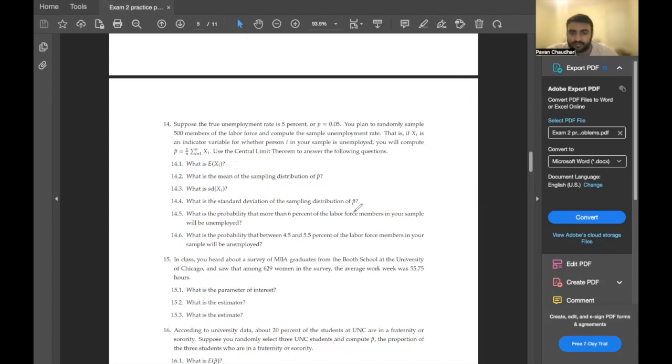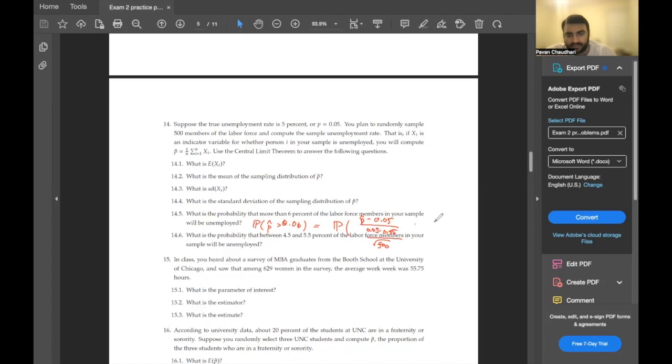What is the probability that more than 6% of the labor force members in your sample will be unemployed? So what it's asking is, what is the probability that P hat is greater than or equal to 6%? We can convert this to a normal distribution by subtracting the mean and dividing by the standard deviation. So we get P hat minus what we got in 14.2, which was 0.05, divided by what we got in 14.4, which was 0.05 times 0.95, divided by the square root of 500.